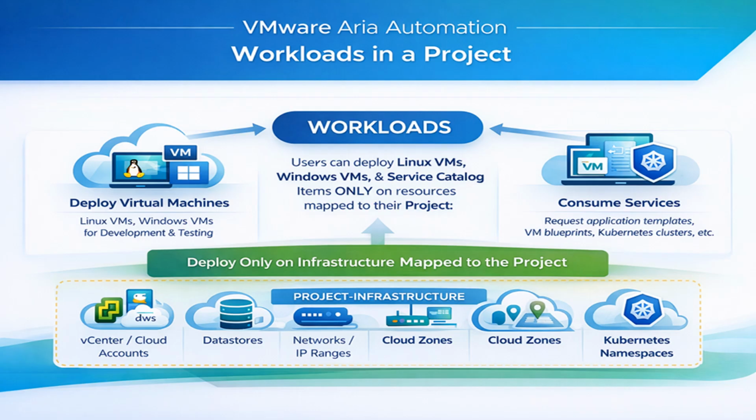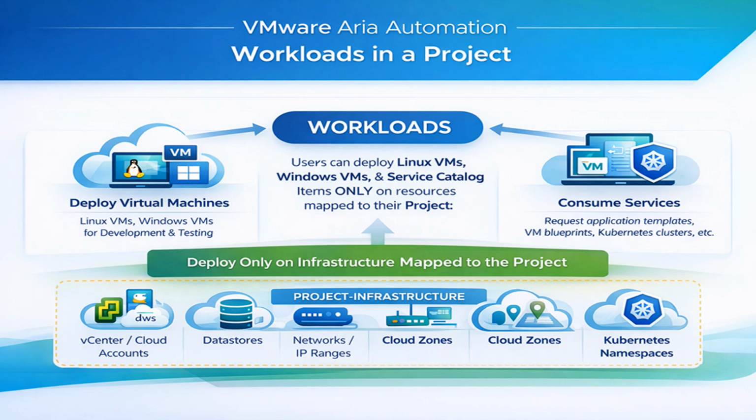Now let's try to understand what kind of workloads they can deploy. Primarily, they deploy virtual machines. For example, a developer may deploy a Linux virtual machine for testing an application or a Windows virtual machine for development. In addition to virtual machines, they can also request items from the service catalog such as application templates, pre-configured VM blueprints, or Kubernetes clusters published by the cloud administrator. This is what we mean by consume resources.